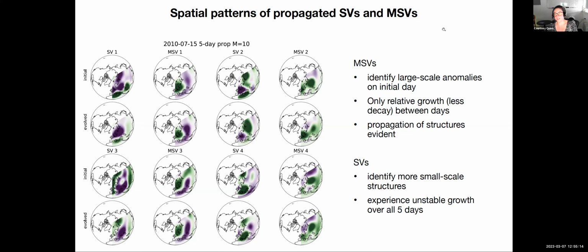The conclusion we found was that our MSVs are identifying the large scale anomalies, and you're only getting some relative growth, just a propagation of those large scale structures, whereas the SVs are just identifying small scale structures, and they're getting unstable growth throughout all 5 days.